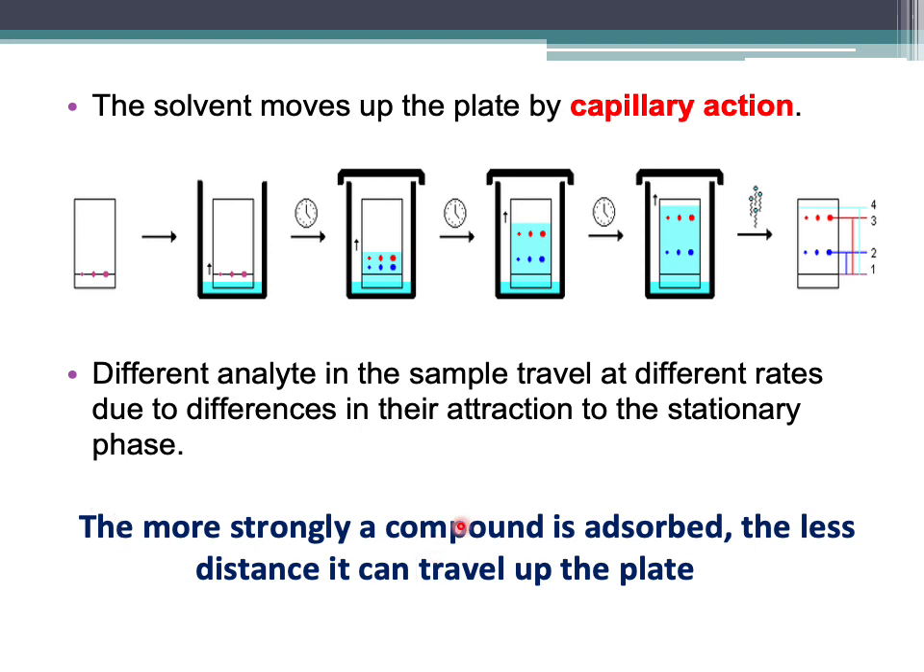So the more strongly a compound is adsorbed, the less distance it can travel up the plate. So kalau dia kuat ikatan, dia akan travel less distance, instead of yang kurang tarikan dengan stationary phase.